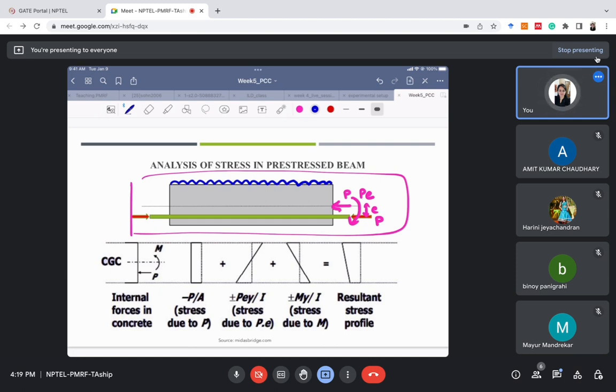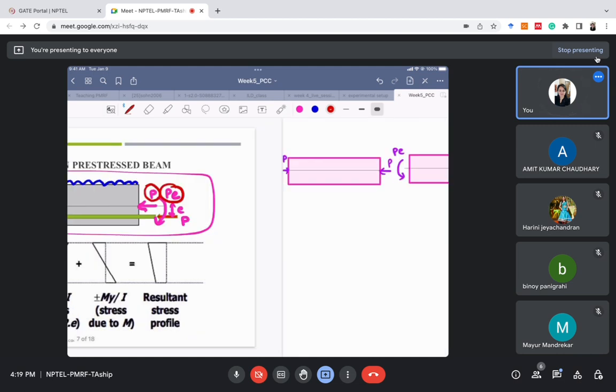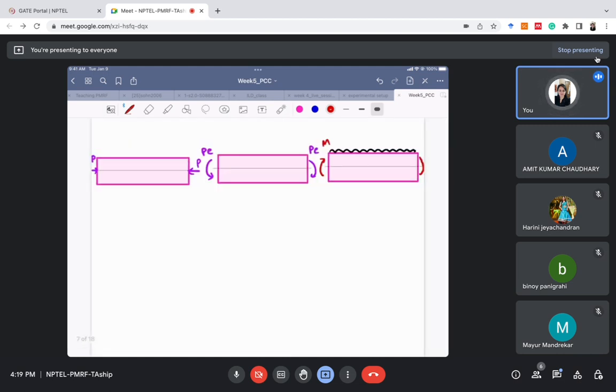So what I will do, I will analyze all the three cases separately. What are the three forces here? One is the UDL, one is this axial load P, and another is this moment PE, right? These are the three forces which are here. There are no other forces, right? So I'll analyze all three cases separately.